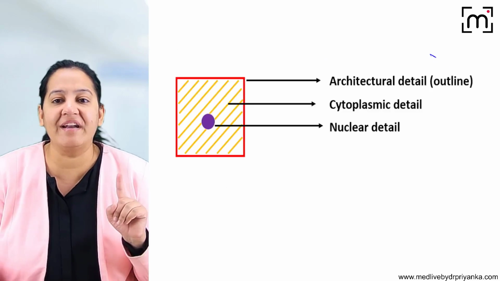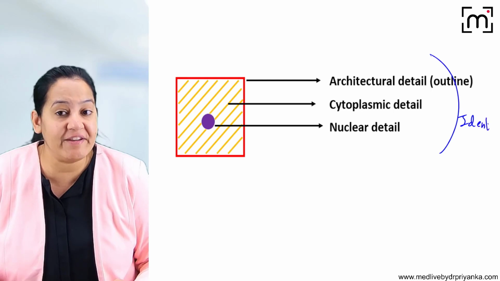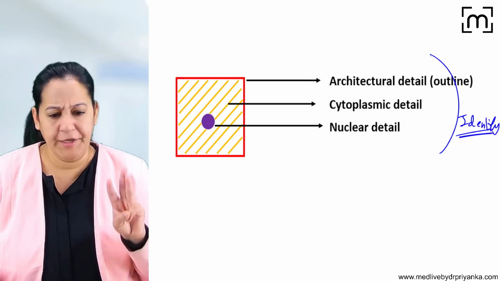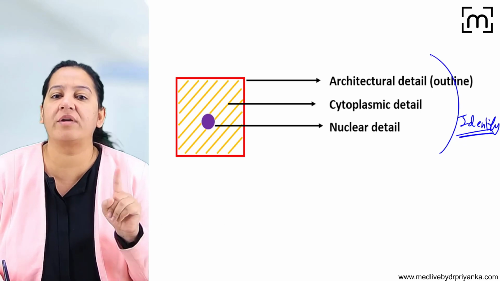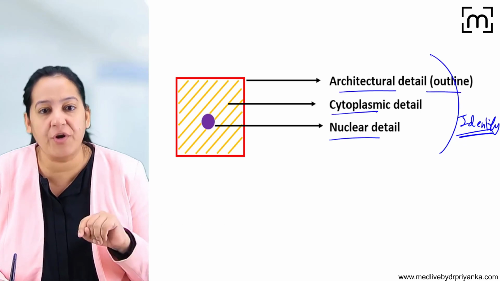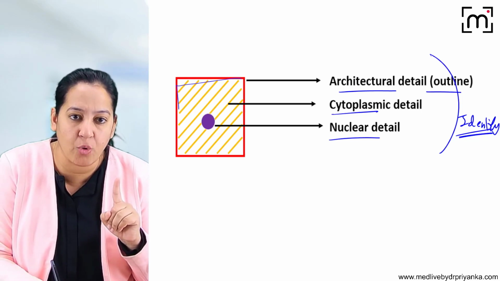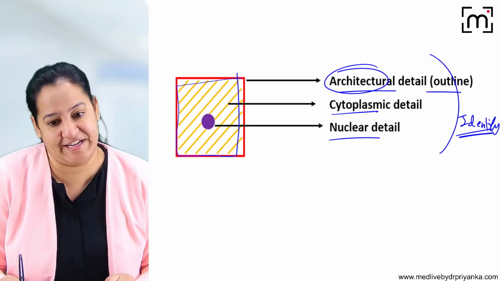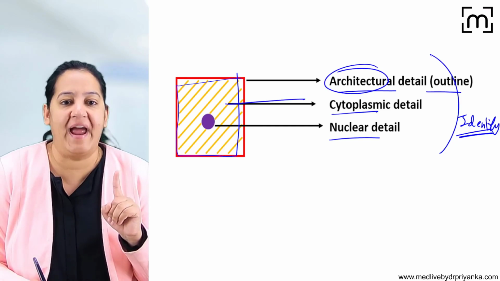So if you want to identify any cell in the human body, you require 3 details. What 3 details? You want architectural detail, that is the outline of the cell. You want cytoplasmic detail, and you want nuclear details. See the outline. Outline is the shape. Shape or outline is known as architectural detail. Then the cytoplasmic detail and the nuclear details.